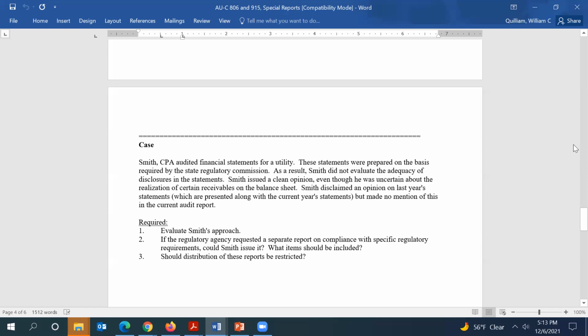We see that Smith disclaimed an opinion on last year's statements, which were presented along with current year statements, but made no mention of this in the current audit report. That's bad. Remember that we always have total disclosure, total transparency, covering all years of financial statements presented. So since last year's financials are presented along with the current year's financials, Smith must disclose everything in last year's audit report. Again, total transparency.